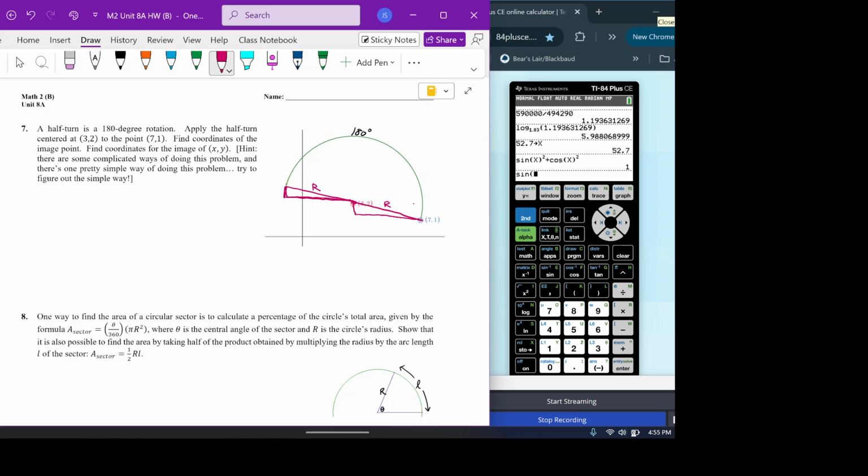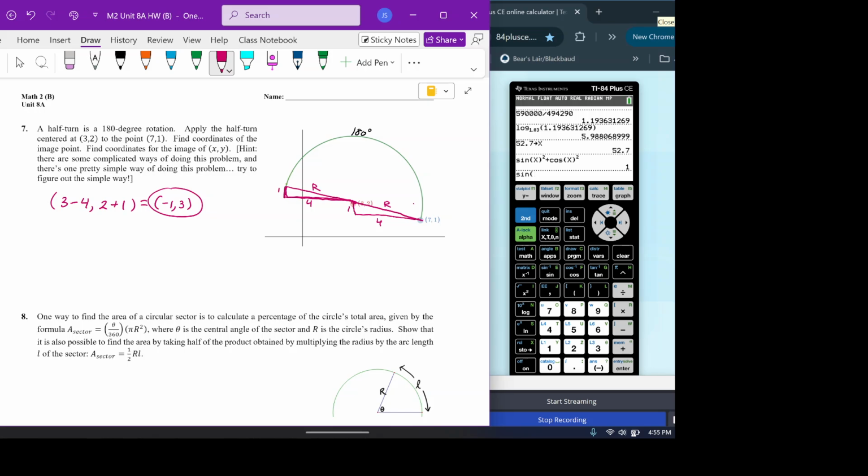To get from (7, 1) to (3, 2), we're going backwards 4 and up 1. So we're just going to repeat that: backwards 4 and up 1. From 3, we went backwards 4, and from 2, we went up 1. So we ended up at (-1, 3). That's the answer to the first part of the problem.